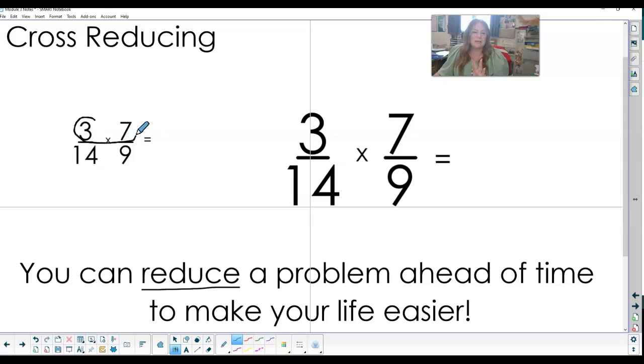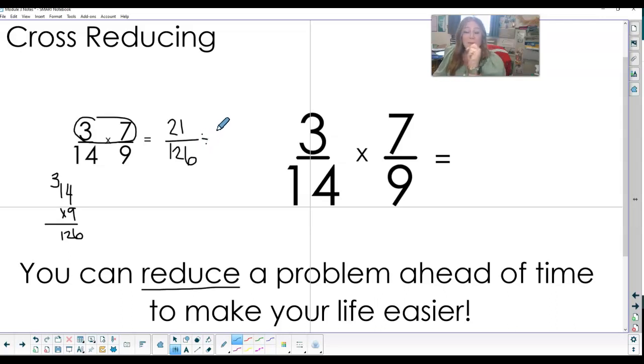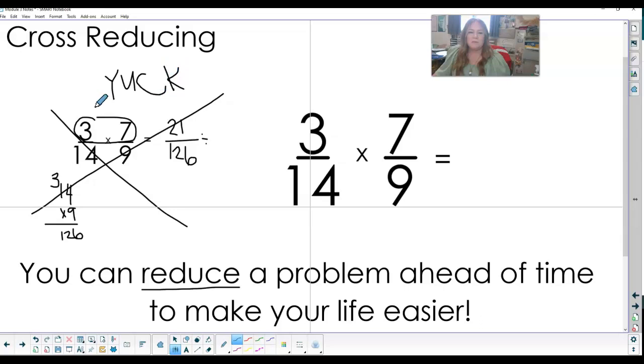I'm going to do 3 times 7. Okay, that's not too bad. That's 21. I personally do not know 9 times 14 off the top of my head, so now I am having to do this extra step, this extra work. There's 9, 10, 11, 12. Oh my goodness, 21 over 126. And now I have to simplify that and find a number that goes into both of those. That was a lot of extra work, right? Yuck. That is gross. We do not want to do this. Yuck.